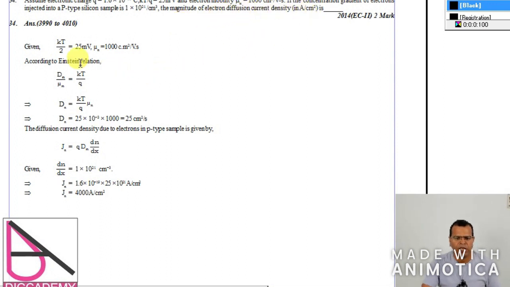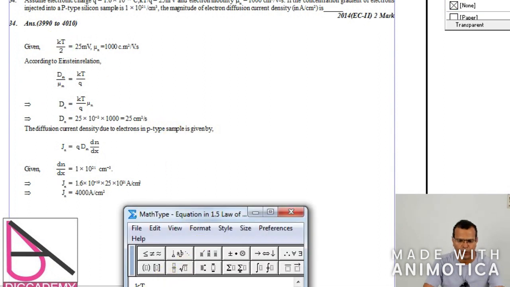Here KT by Q is given. What is diffusion current? J is equal to Q into Dn into dn by dx, but the diffusion constant is not given. You are given KT by Q. So if KT by Q is given, you know Dn upon mu n, so you get Dn from this relationship. So this is KT by Q.